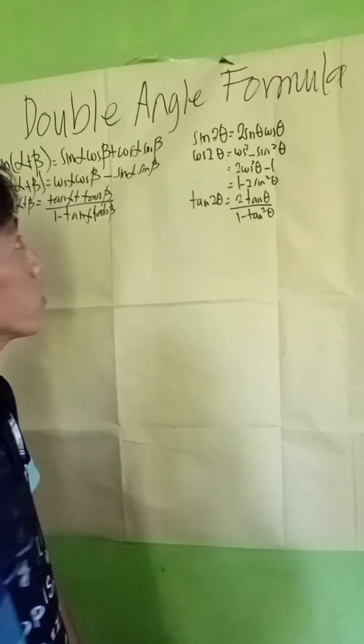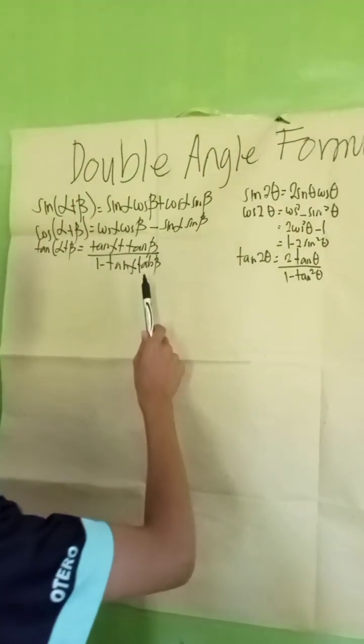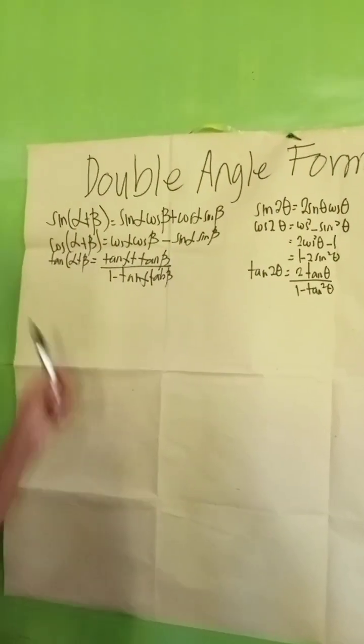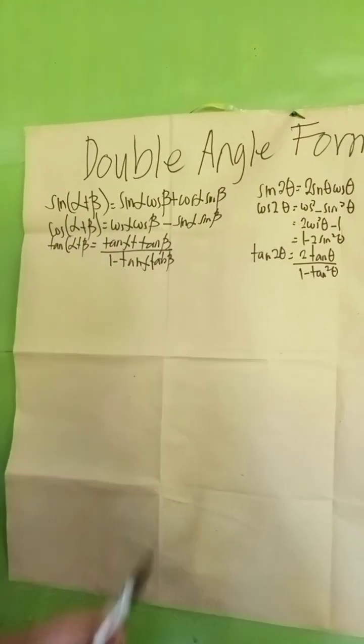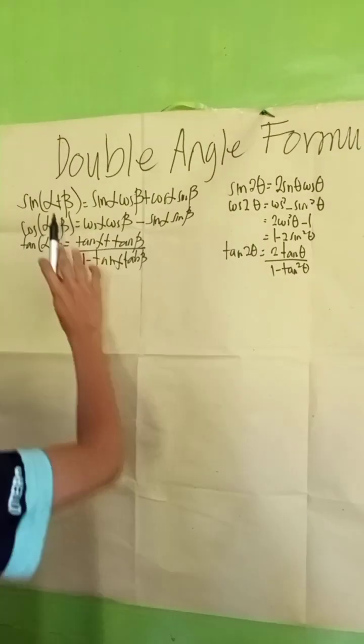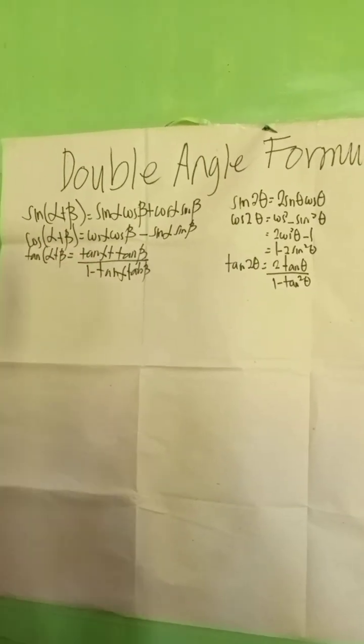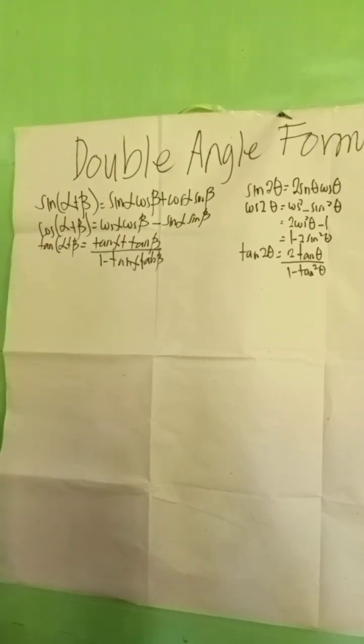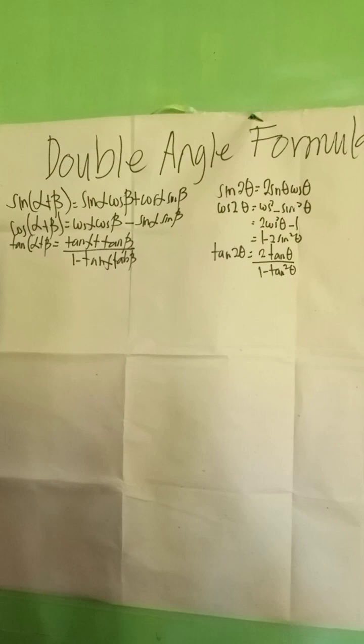Now, how am I going to derive it? We use the addition formulas of the trigonometric functions of two angles. This is the formula we're going to use to get the double angle formulas. Sine of alpha plus beta is equal to sine alpha cos beta plus cos alpha times sine beta. Then let alpha and beta be equal to theta, so we replace alpha and beta with theta.